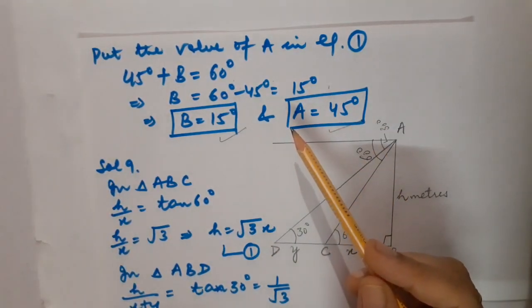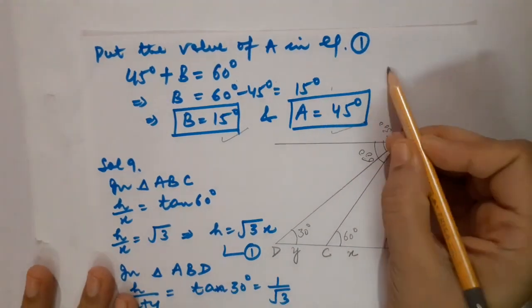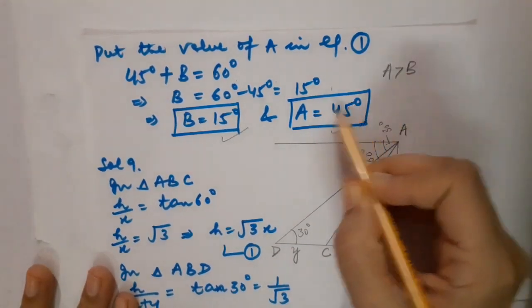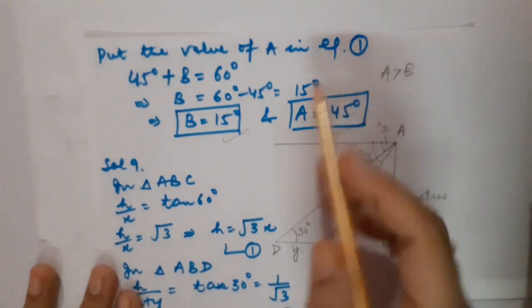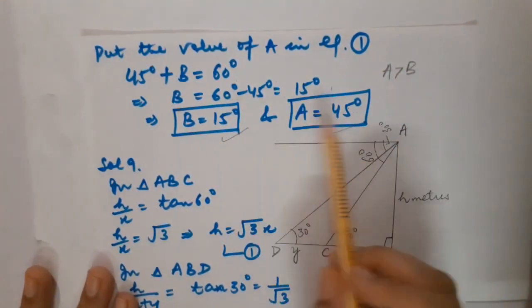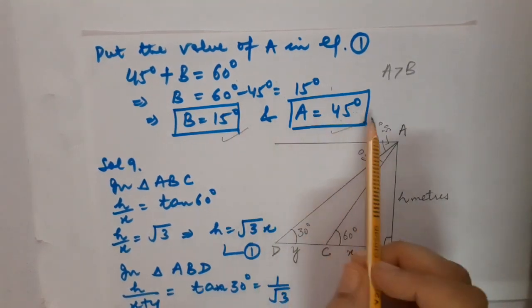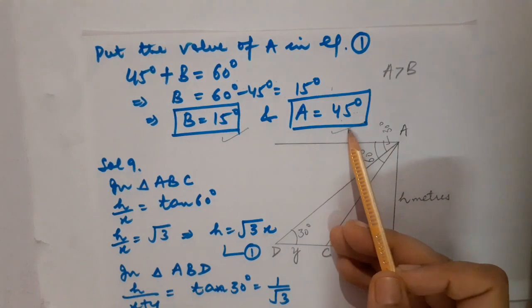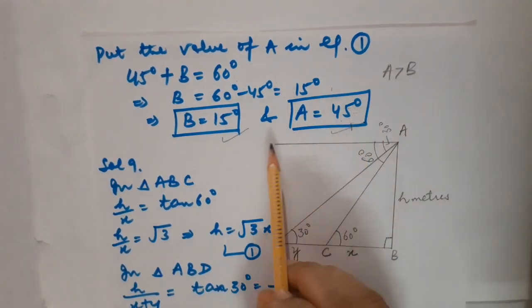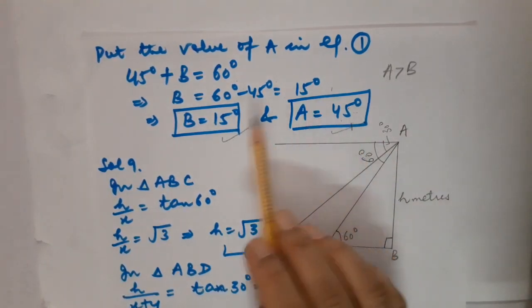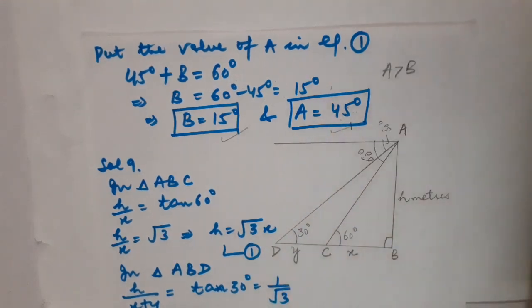So children, according to the given condition, it was given that A is greater than B. Yes, of course it is there. And their summation, means A plus B, will be equal to 60 degree. And that lies between 0 to 90 degree, of course, and it is less than 90 also. So the given condition is also satisfied. It means our answer is correct.